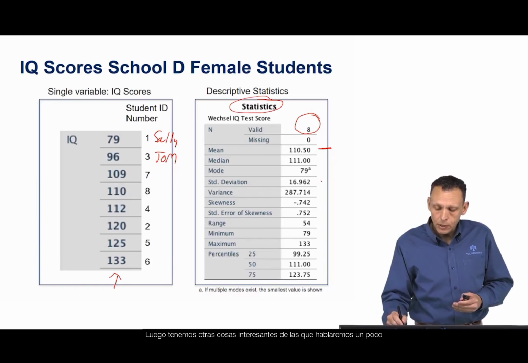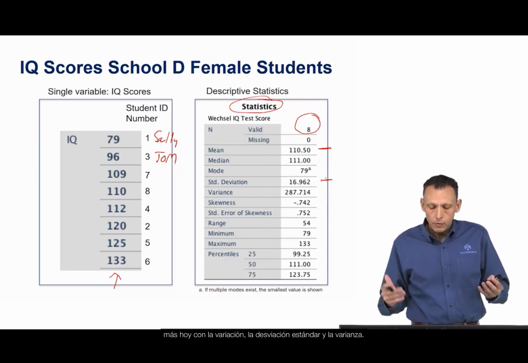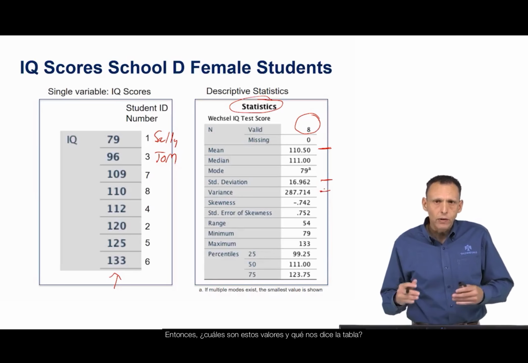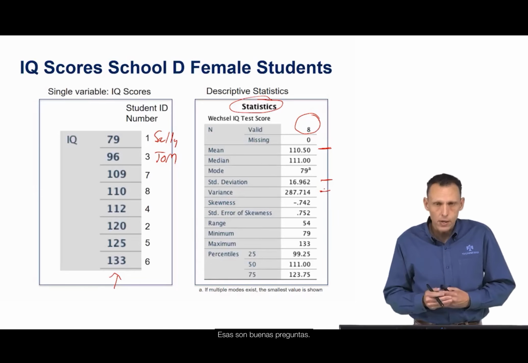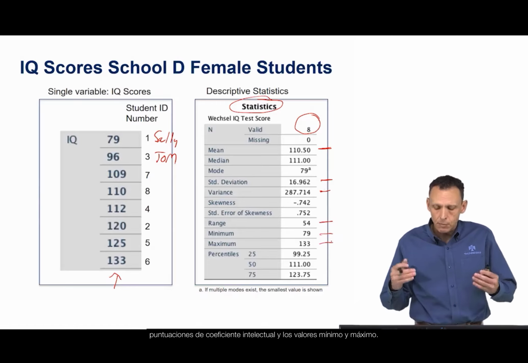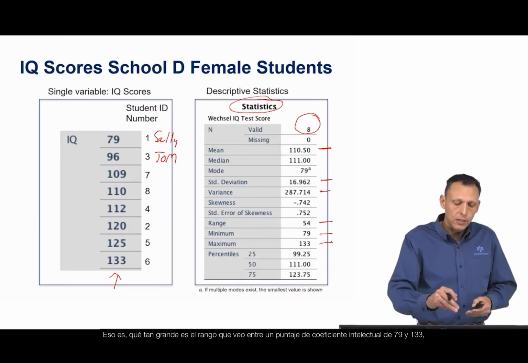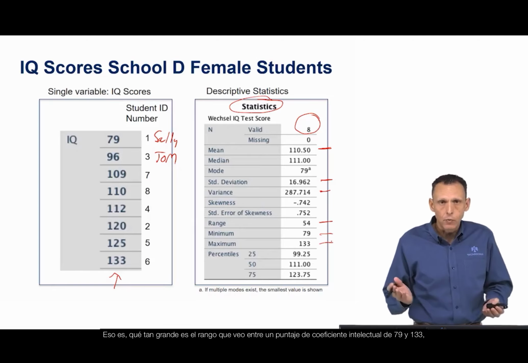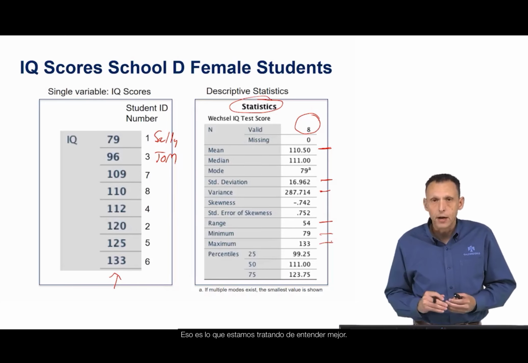Then we have some other interesting things that we're going to talk a little bit more about today with variation: the standard deviation and the variance. So what are these values and what is the table telling us? Those are good questions. We want to look at that. We're also going to be looking at values related to the range of the IQ scores and the minimum and maximum values. That is, how big of a range do I see between an IQ score of 79 and 133? And what's the dispersion of these scores? That's what we're trying to understand better.